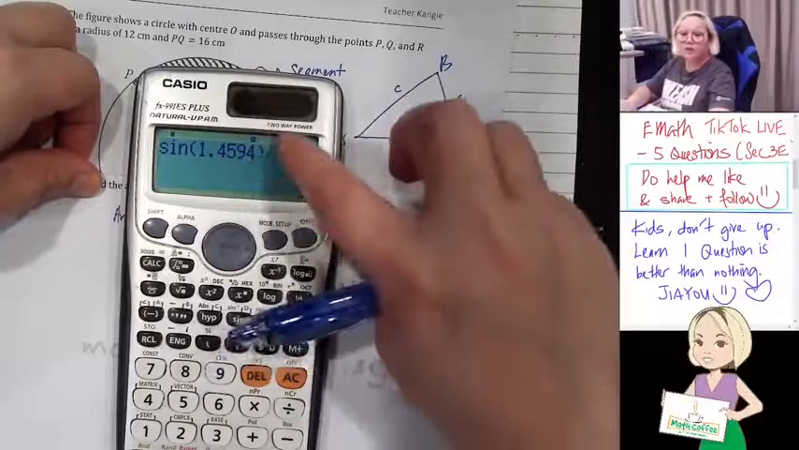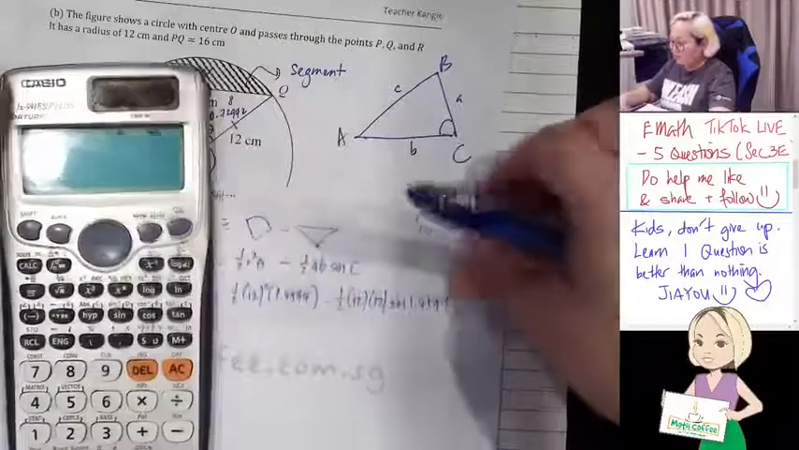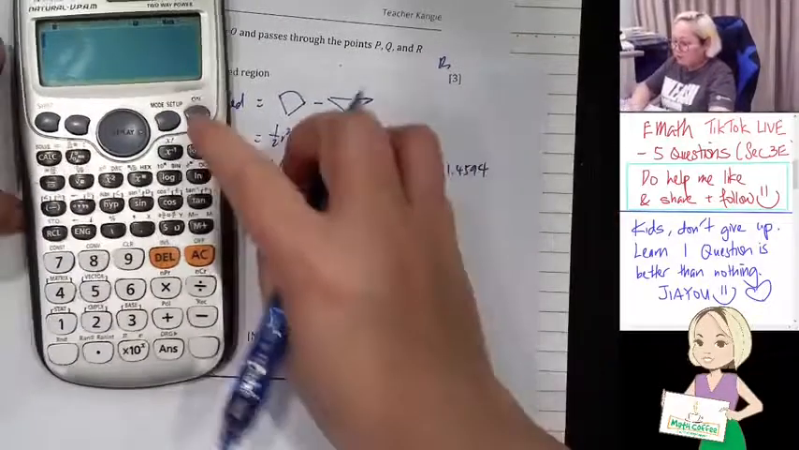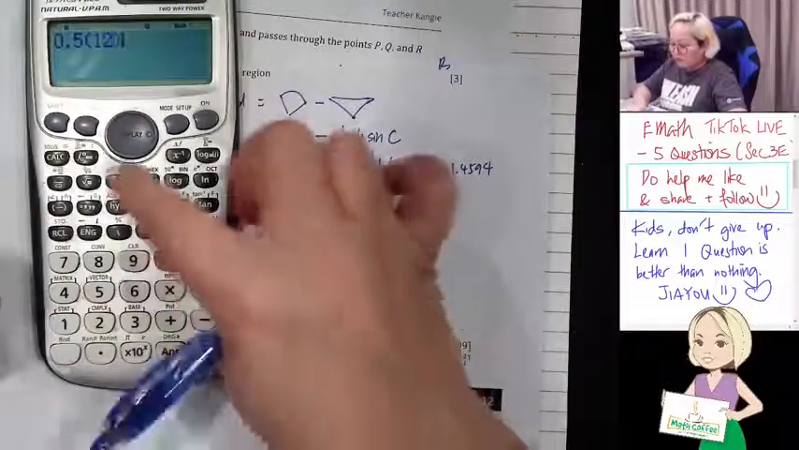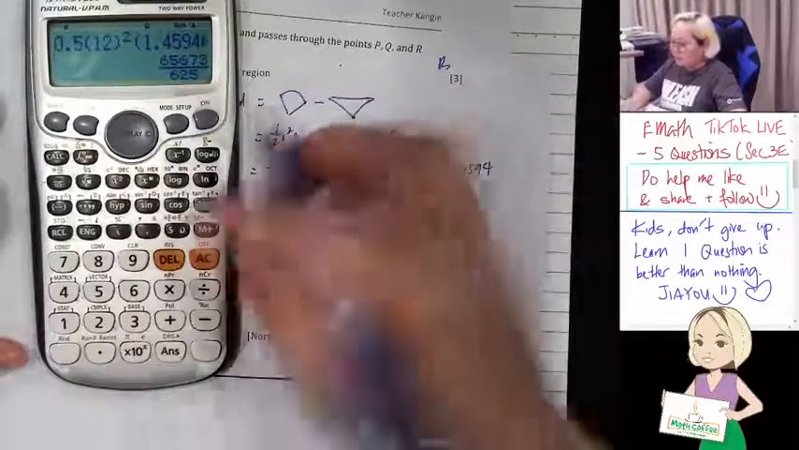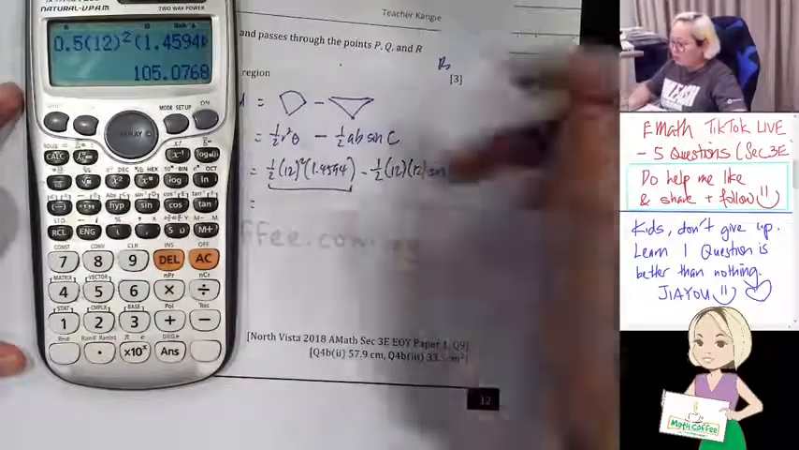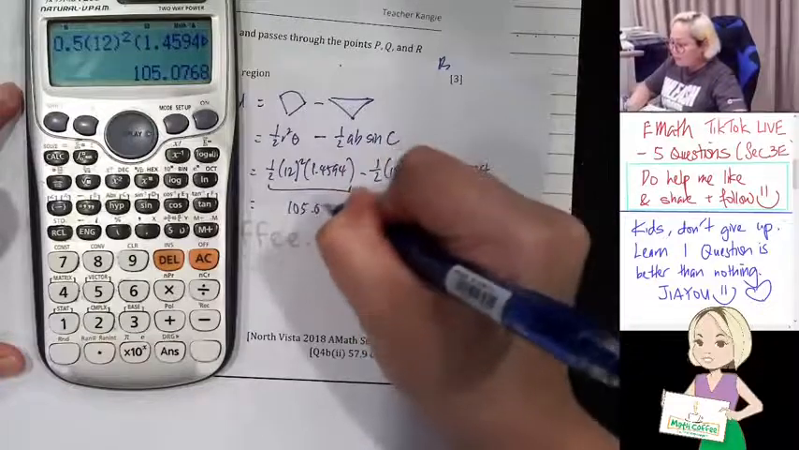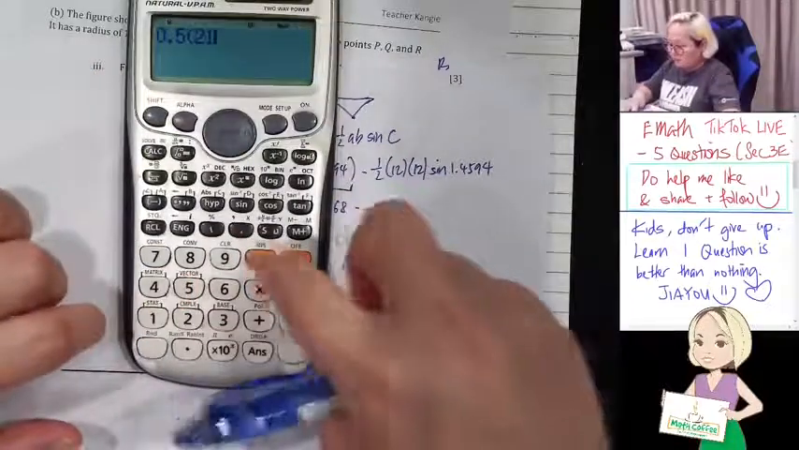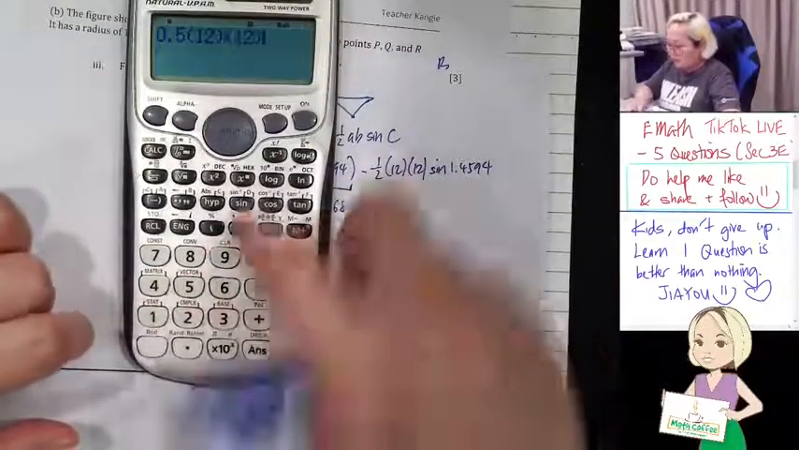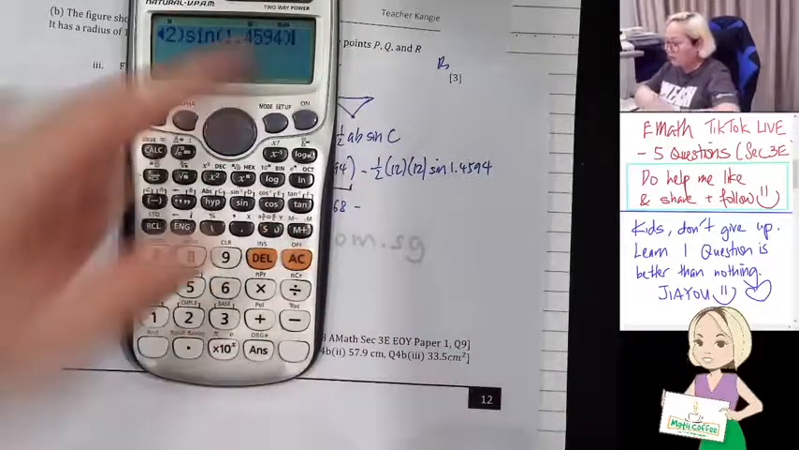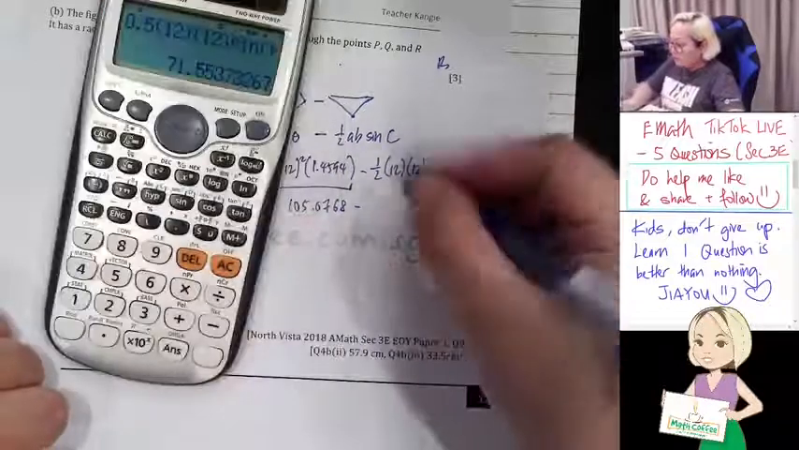But I don't need this now. I need to do the first part first, which is this one: half 12 square bracket 1.4594. Usually I will just write down, I don't like to write the whole string. 105.0768 minus half 12 sine 1.4594. Because you want to key in trigo and it's radian, make sure you're in radian mode. So just press equal.